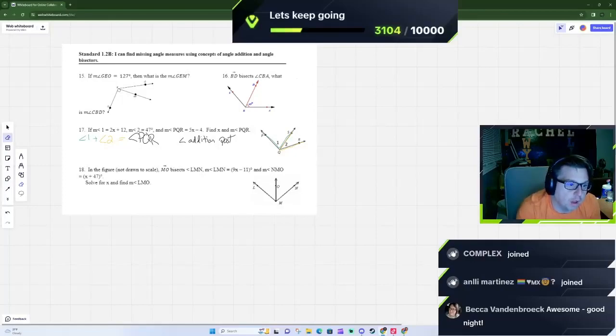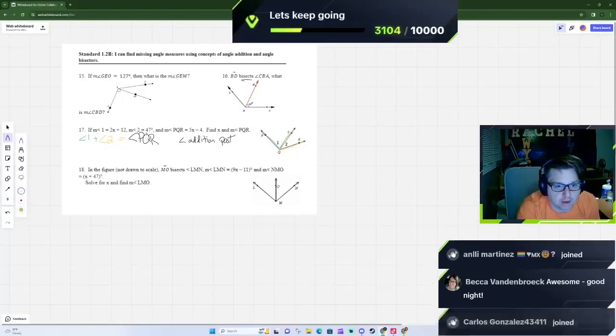Okay, in the figure, not drawn to scale, MO bisects. So we're going back to this vocabulary term. Bisects means to cut into two equal angles.